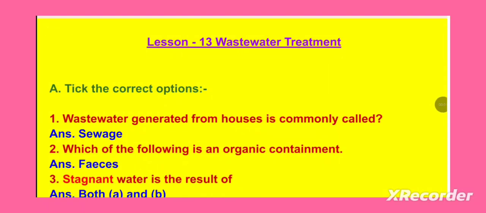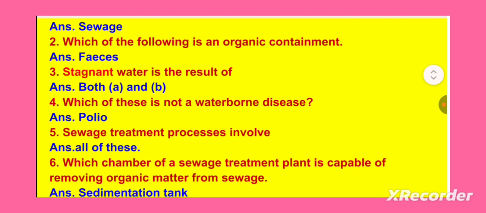Lesson 13, Wastewater Treatment. Tick the correct options. Wastewater generated from houses is commonly called sewage. Which of the following is an organic contaminant? Faeces. Stagnant water is the result of both A and B.